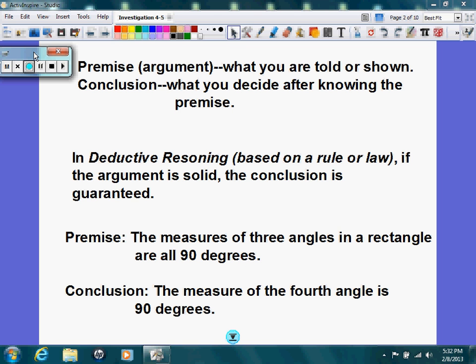Here would be a premise or an example of that. The measures of three angles in a rectangle are all 90 degrees. That's the premise. That's what we've observed or we've deduced, if you will. Our conclusion is that the measure of the fourth angle is 90 degrees, and this is based on the rule or the law that says that a rectangle has four 90-degree angles in it.